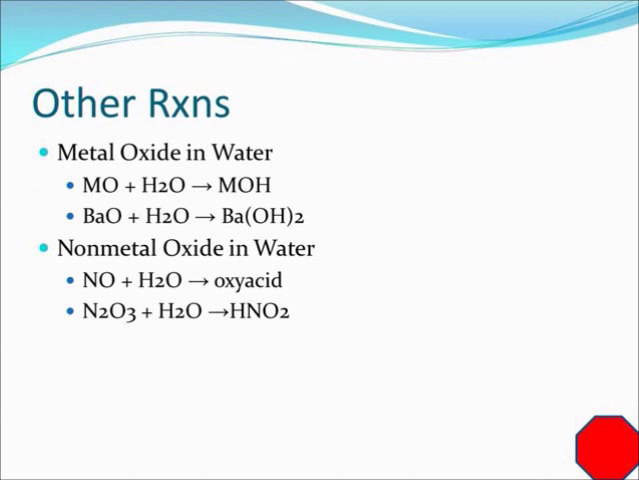We tested for the presence of the hydroxide ion by using the litmus paper, and you should have had it turn blue when you tested the solution of calcium oxide in water. If you have a non-metal oxide in water, it ends up making an oxyacid. So, for example, nitrogen oxide in water will make, in this case, nitrous acid. It could make nitric acid. If you have a sulfur oxide in water, it will make sulfuric acid.